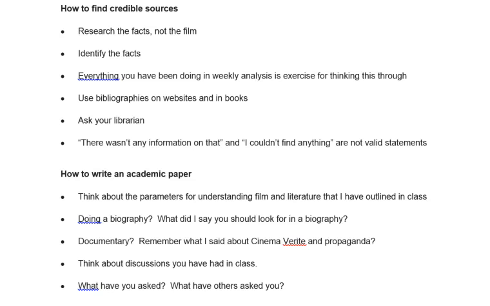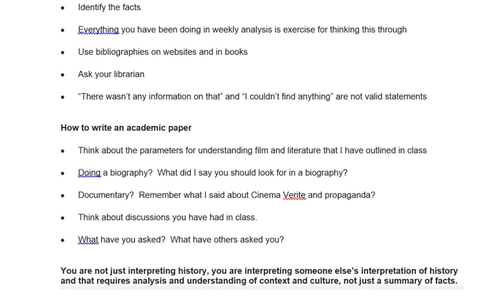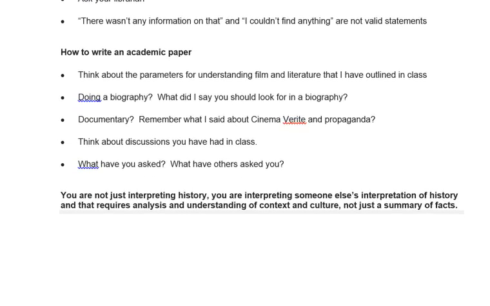And then to write it as an academic paper, part of it will depend on whether you're doing a film or a book, and then what kind you are doing, right? So, read that last line, that's important. You are not just interpreting history, you are interpreting someone else's interpretation of history, and that requires analysis, understanding of context and culture, not just a summary of the facts. So overall, this is to be an analysis, not just a summary. Obviously, summary might come into play in what you're writing to help you analyze, but don't just say, okay, the movie starts here, and then it moves to here, and then they do this and they do that.